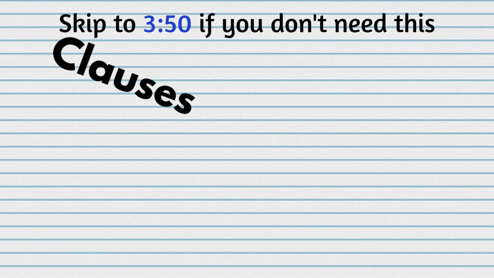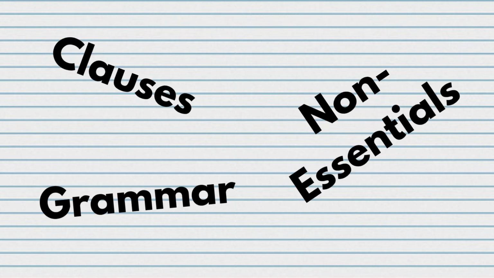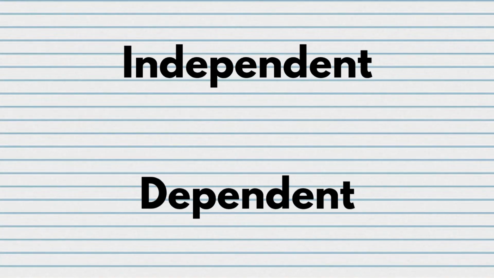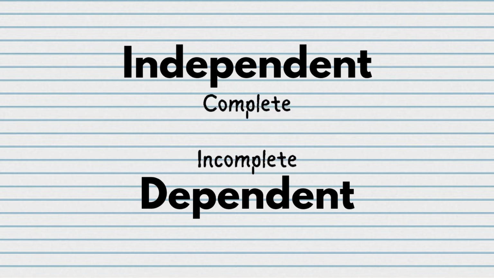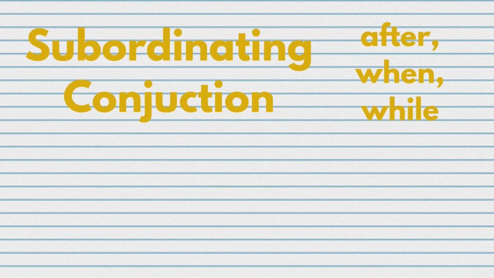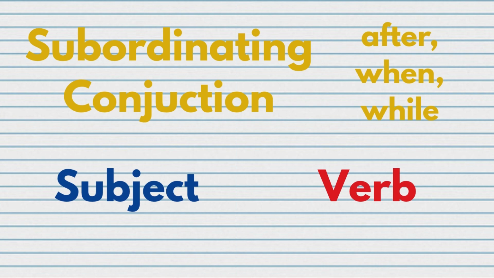It's difficult to explain anything without establishing how English works. This includes clauses, non-essential clauses, and grammar. Starting with clauses, there are two types of clauses: independent clauses, which have a subject and verb, and dependents, which are an incomplete thought. Dependent clauses will start with a subordinating conjunction, which includes things like after, although, when, or while. Independent clauses, with their subject and verb, can always stand on their own if they're alone in a sentence.